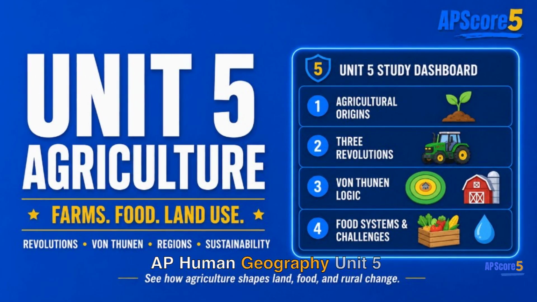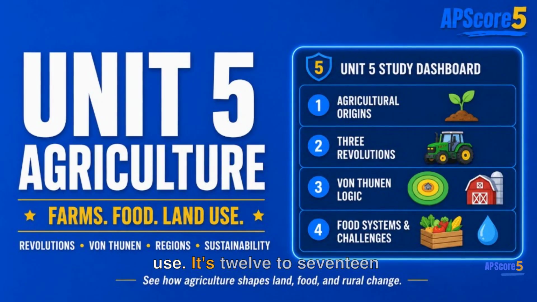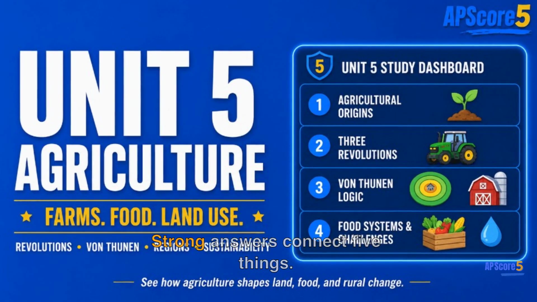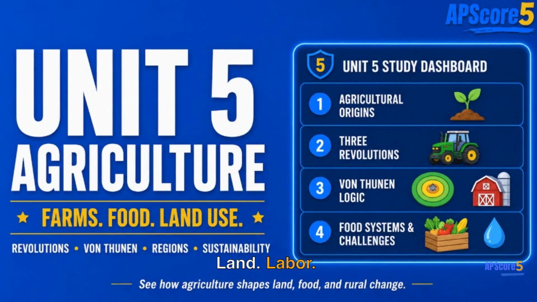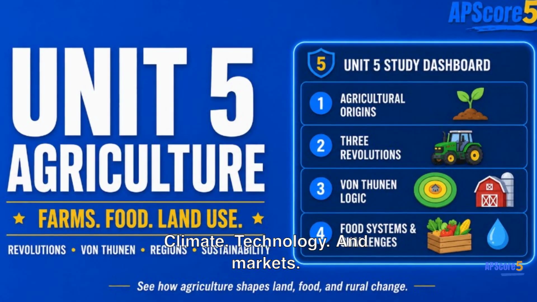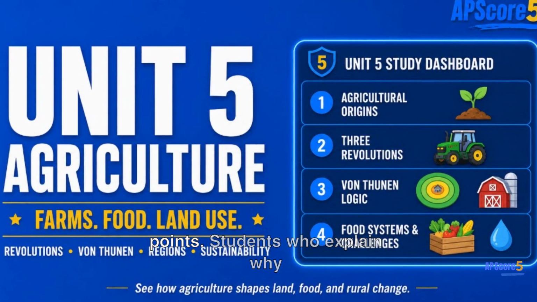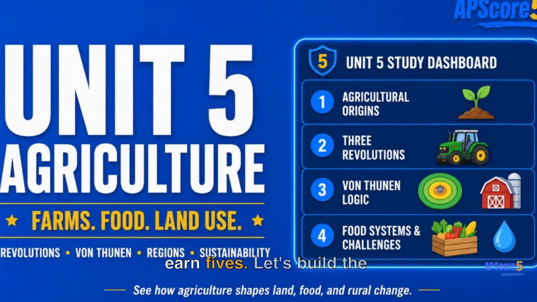AP Human Geography Unit 5 covers agriculture and rural land use. It's 12 to 17% of the AP exam. Strong answers connect 5 things: land, labor, climate, technology, and markets. Students who memorize vocabulary lose points. Students who explain why agriculture appears in certain places earn 5s.